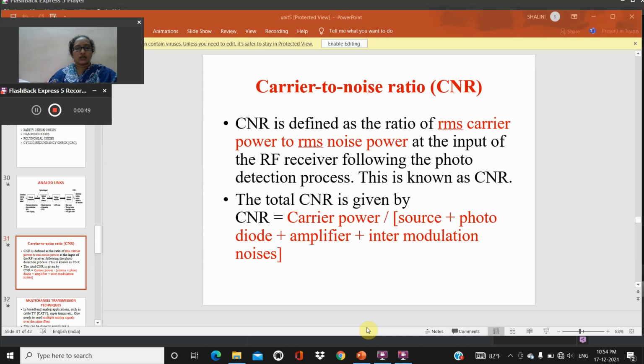The total CNR is given by the carrier power divided by the source plus photodiode plus amplifier plus intermodulation noises. Okay. So how is the carrier to noise ratio defined? It is defined as the ratio of RMS carrier power to RMS noise power at the input of the RF receiver following the photo detection process.